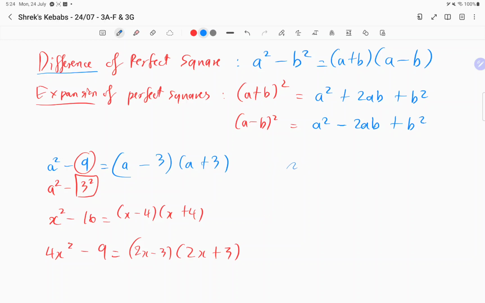How about this one then? How about 3x squared minus 27? How do we use difference of perfect square on this one? You take out the 3 first. Yes, it's x squared minus 9. You take out the 3 first, and then inside it will be the difference of perfect square. So factorize that, what do you get? The 3 factor is still there, and then?